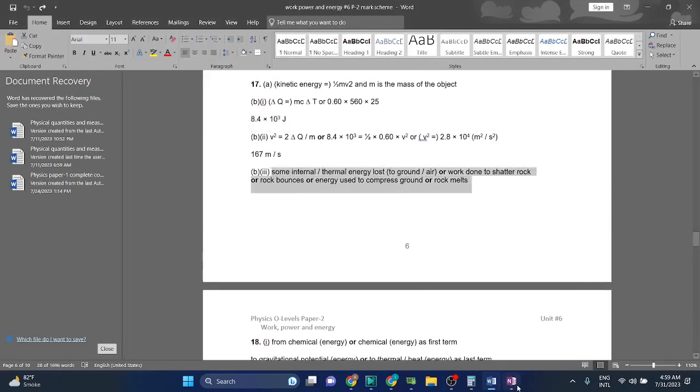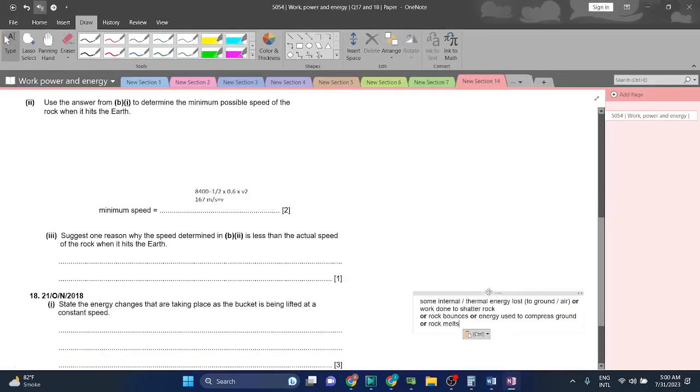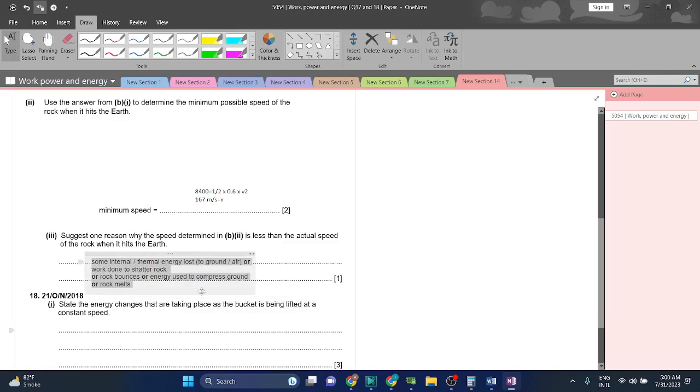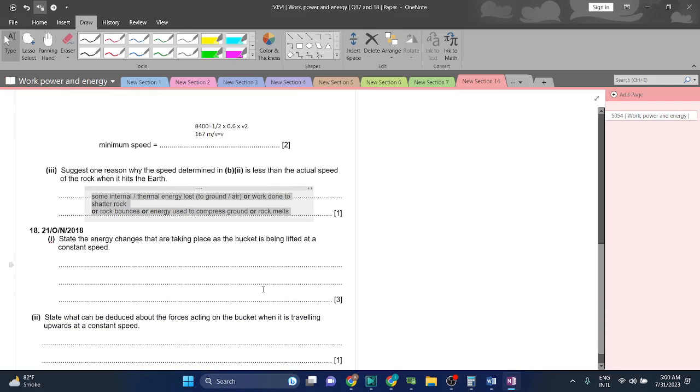The answer to 17 B3 is some internal or thermal energy lost to ground or air, or work done to shatter the rock. Rock bounces and energy used to compress earth, ground, rock melts.